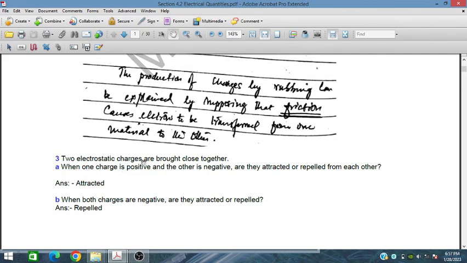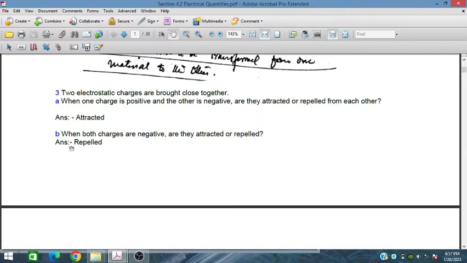When two electrostatic charges are brought close together and one charge is positive and the other is negative, do they attract or repel each other? They always attract. When both charges are negative, do they attract or repel? Always repel. So the answer is very simple.